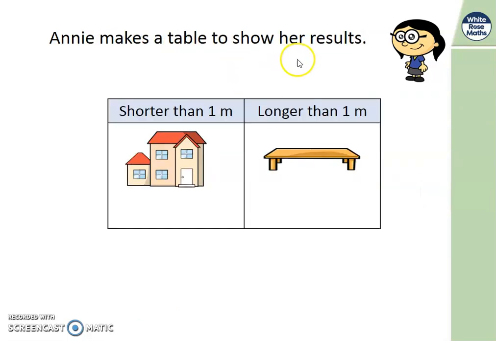Annie makes a table to show her results. She's putting things that are shorter than 1 metre over here. So that's shorter than 1 metre or shorter than 100 centimetres. And things that are longer than 1 metre she's putting over here. Did you see that she's drawn them? So she can choose to draw or write the name of the item into each side. You're going to do something a bit like this today.